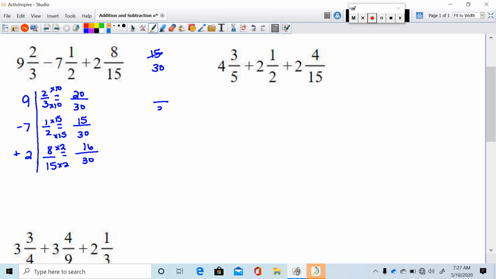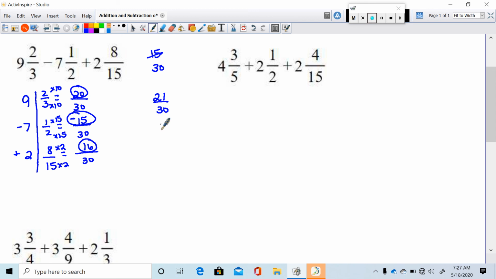I'm still working with the fractions, and we are going to do what these said to do. So this is a positive one. This is minus 7, so that means this 15 has to be negative. And then this was a positive. So 20 take away 15 is 5. And 5 plus 16 is 21. So that's 21 over 30.